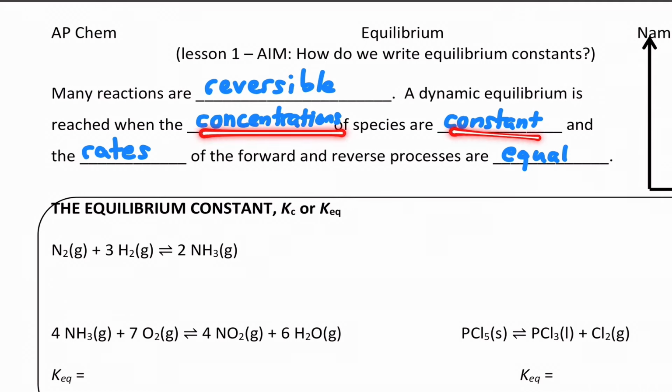Concentrations are constant, but rates are equal. Concentrations starts with con. Constant starts with con, so you can remember that pretty easily.